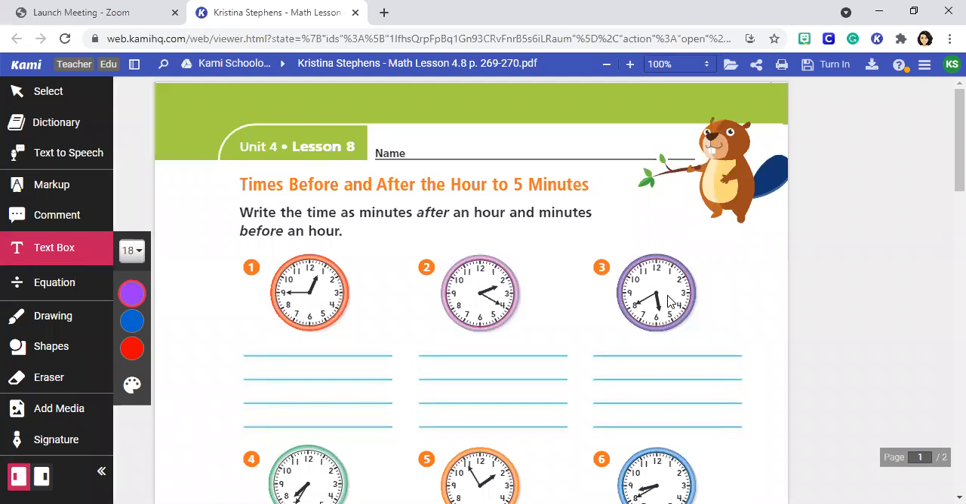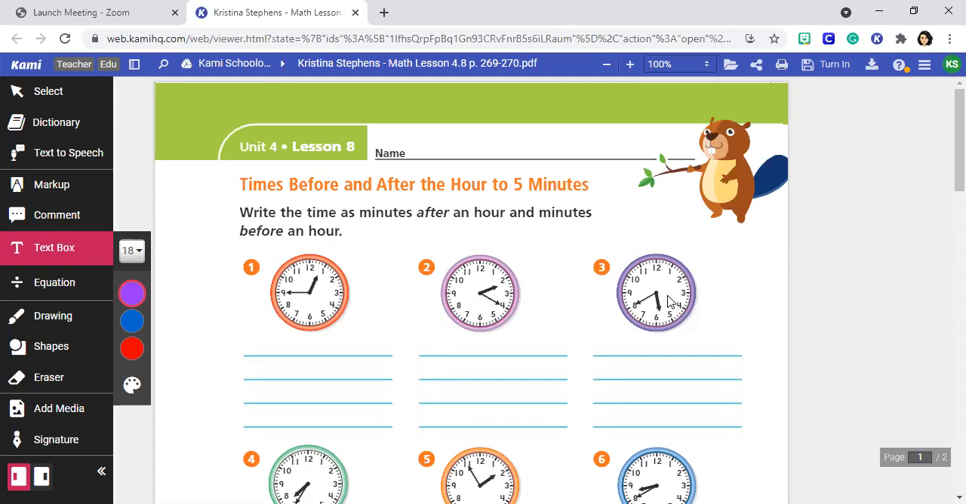Hello, third graders. This is Math Expression 2018 edition, Unit 4, Lesson 8. If you have a student workbook and you want to work along, I am working on pages 269 and 270. In Lesson 7, you cut out your own analog clock.